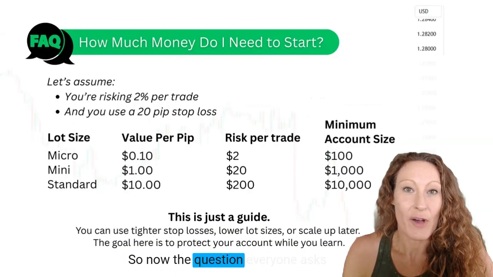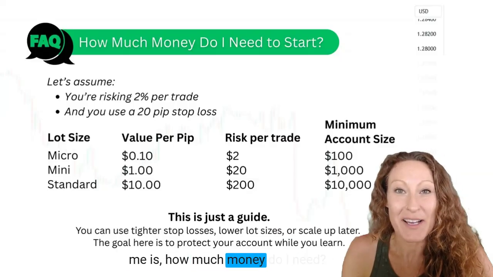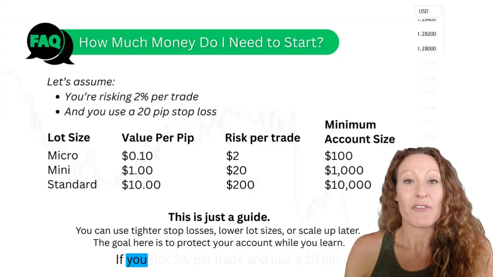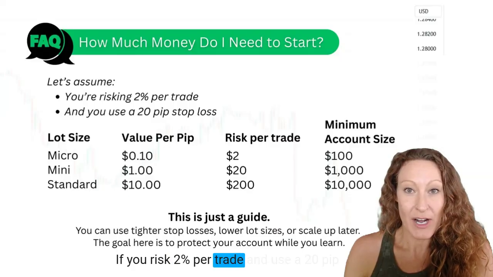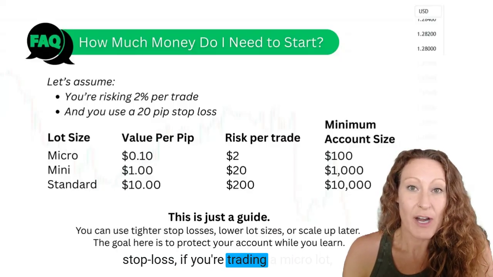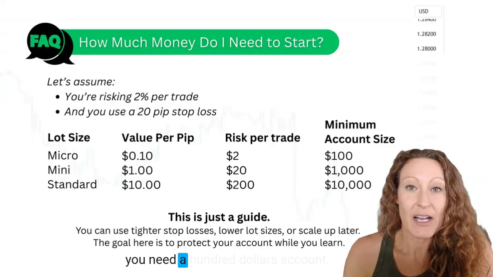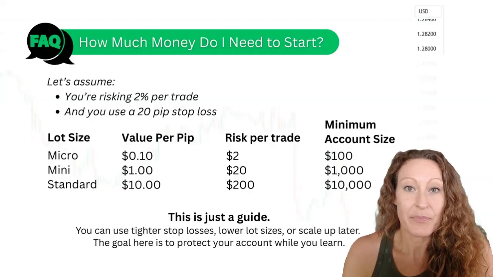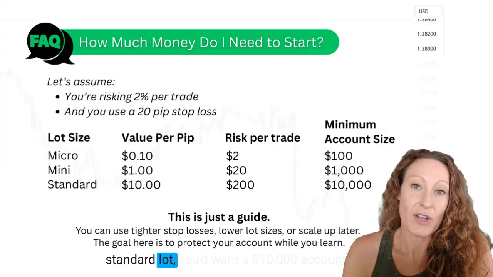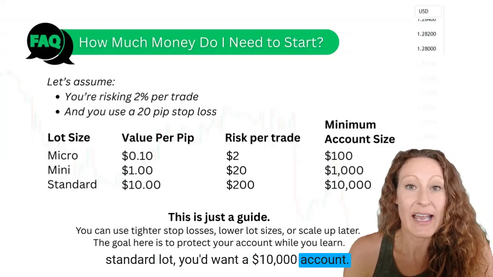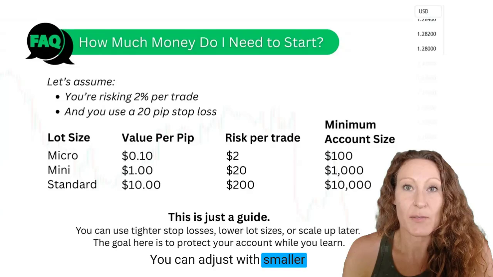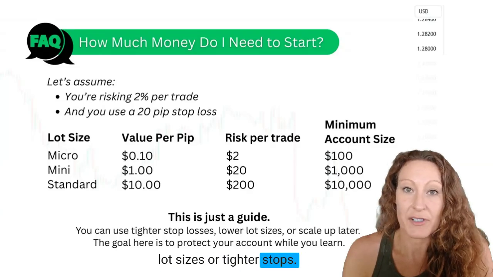So now the question everyone asks me is, how much money do I need? Well, let's do some math. If you risk 2% per trade and use a 20 pip stop loss, if you're trading a micro lot, you need a $100 account. If you're trading a mini lot, that's a $1,000 account, and on a standard lot, you'd want a $10,000 account. Now, this is just a guide. You can adjust with smaller lot sizes or tighter stops.